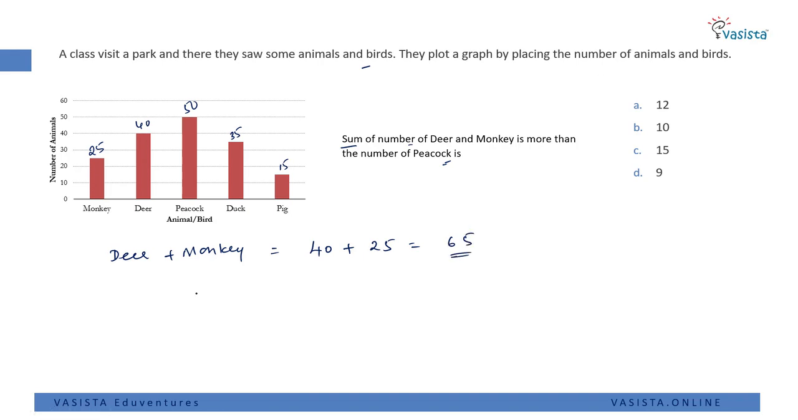And as well as the peacock, let us check out here. Peacock. Peacock is how much? Peacock is 50. What the question asks is how much the sum of the number of deer and monkey is more than the number of peacock. You just find the difference, that is 65 minus 50, which is going to be 15. So 15 more is there, so that's what option C is the right one.